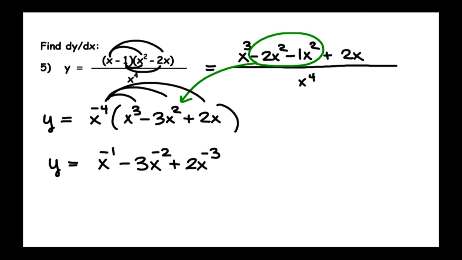And now I'm finally ready to write my answer, dy dx, also known as y prime. And I can just use the power rule now. Negative 1 times positive 1, that'd be negative. x to the, go down by a power, negative 2. In the middle, I've got positive 6. Negative times negative is positive 6. x to the negative 3rd, down by a power. And finally, minus 6 x to the negative 4th.